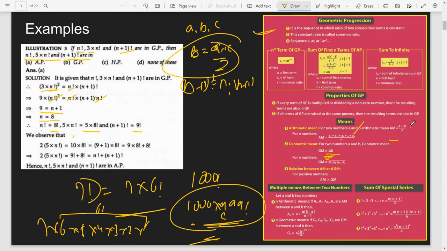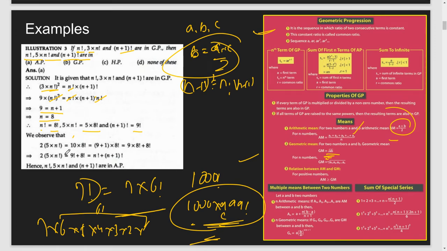So B plus B is going to be A plus C by 2. Okay, so these are just the fundamentals of AP, GP, and HP, and you can utilize those things to solve the factorial questions. Okay, so here we get that this particular thing is going to be two times 10 into 8 factorial, which is n into n plus 1 factorial.